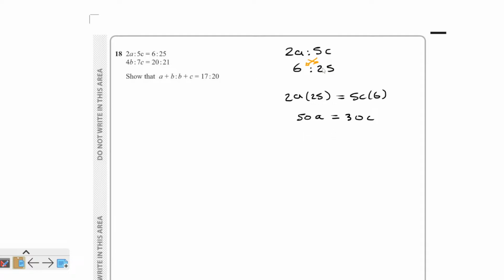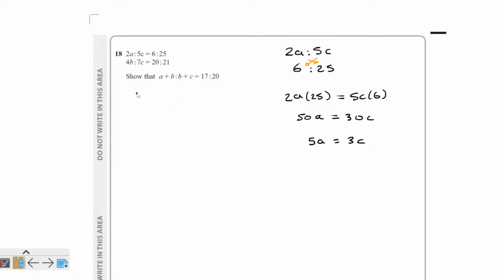The other way is you just put them as fractions. So it's 2a over 5c, and then you keep it the same, so 6 over 25. And then you see how you would cross multiply if you needed to. You can write either of those. I think this one's more straightforward though, in terms of an equation. So I did that for both. Let me rewrite this one out. Obviously then I could simplify this, couldn't I? To 5a, if I divide by 10 on both sides, to 3c.